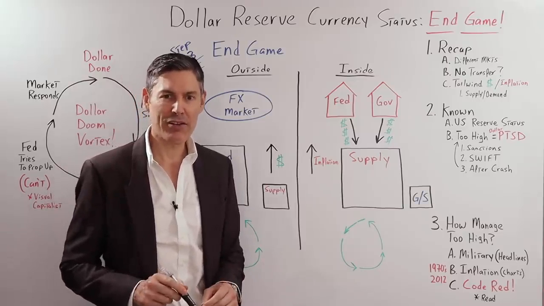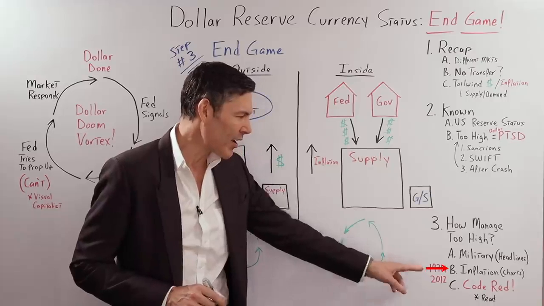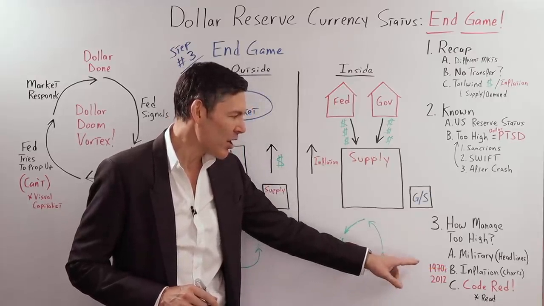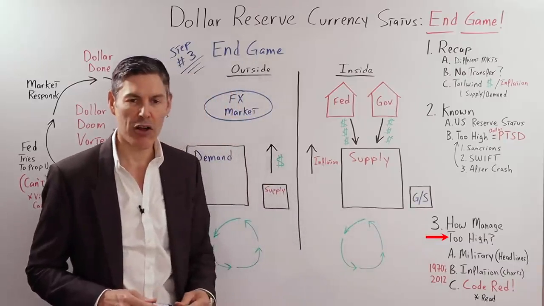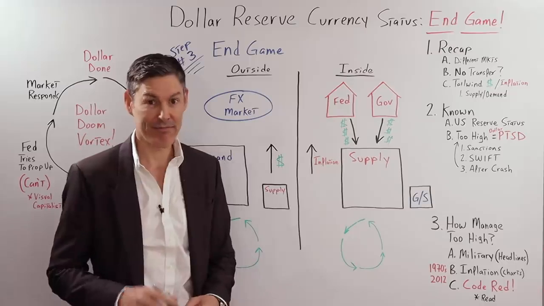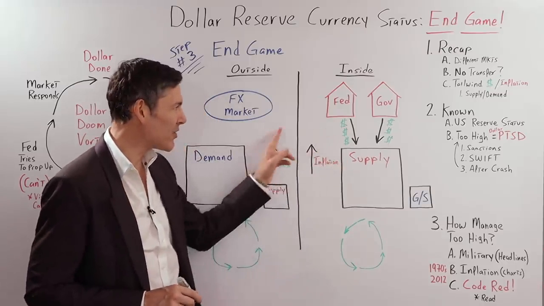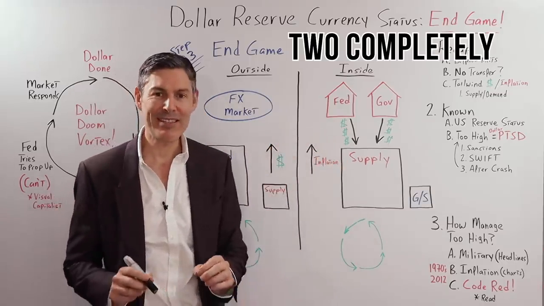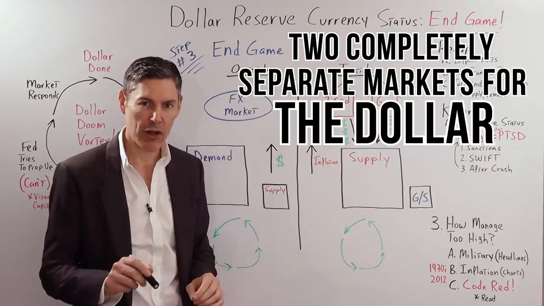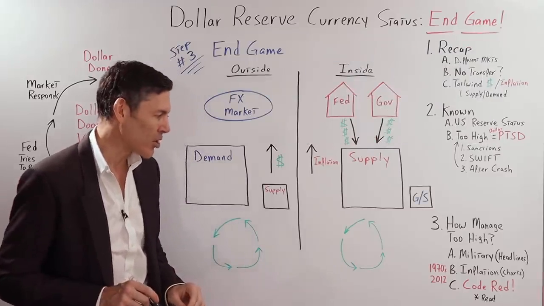And you may be saying to yourself, yeah, George, I get what you're saying, but the whole reason the United States is in this situation, you said, is because the dollar is too high. So how could we have the 1970s? It goes back to understanding there's two completely separate markets and economies for the dollar. As an example, let's look at a couple charts.